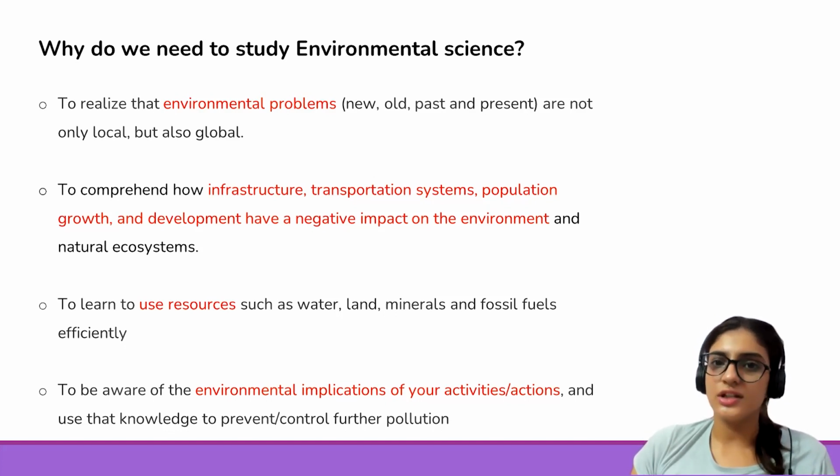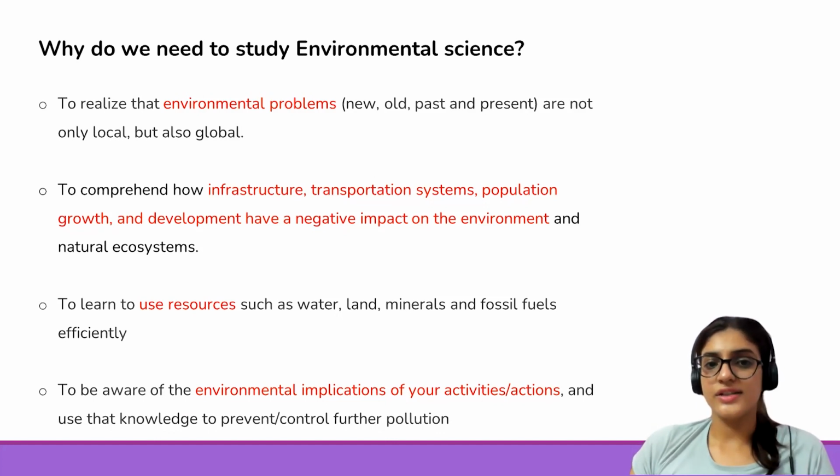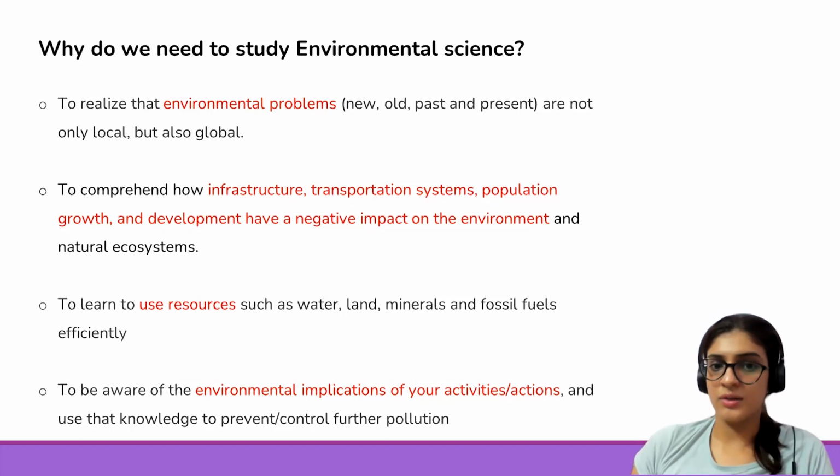So we need to study about the environment for that, and to comprehend how infrastructure, transportation, population growth, and development have a negative impact on environment. All the things that are listed here, the transportation, population growth, and development, all these things have a negative impact on the environment. So we'll get to know that when we study environmental science.